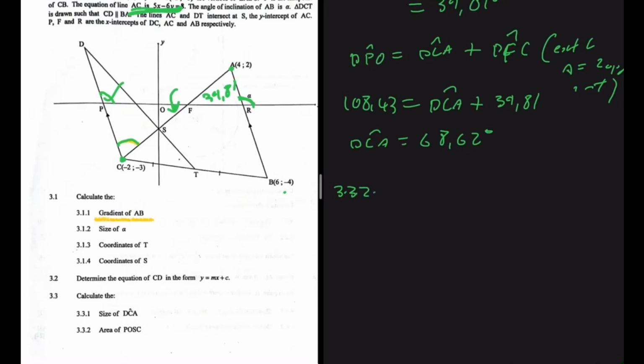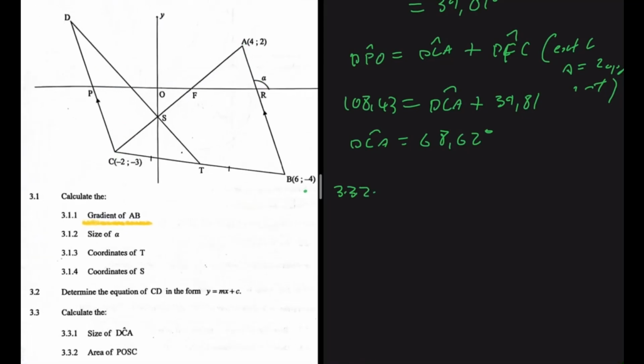3.3.2, the area of POSC. Let's erase everything again and look at POSC, not AC, POSC. Okay, I think I've thought of a way.